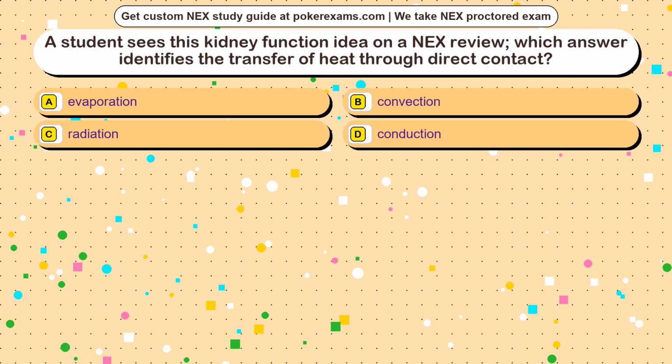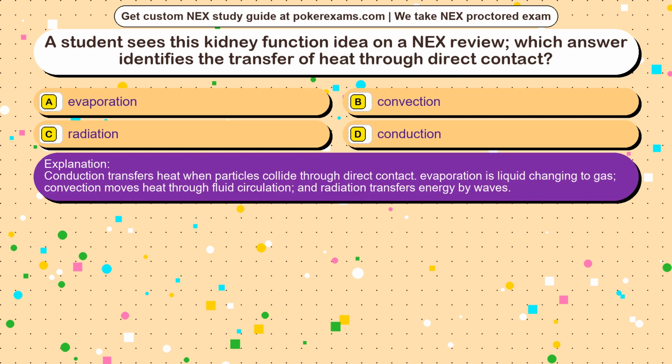The correct answer is option D. Conduction transfers heat when particles collide through direct contact. Evaporation is liquid changing to gas, convection moves heat through fluid circulation, and radiation transfers energy by waves.